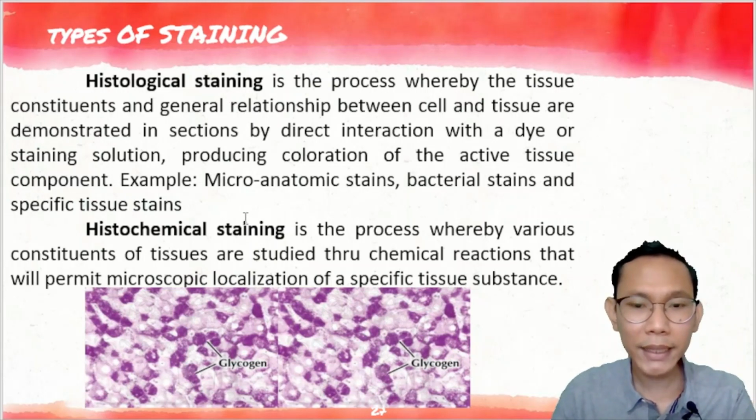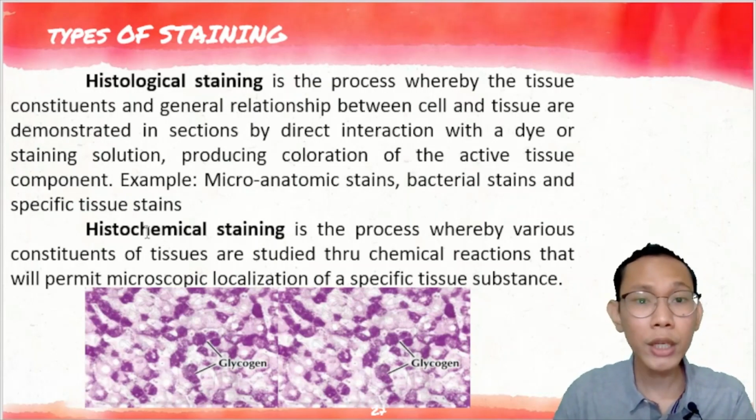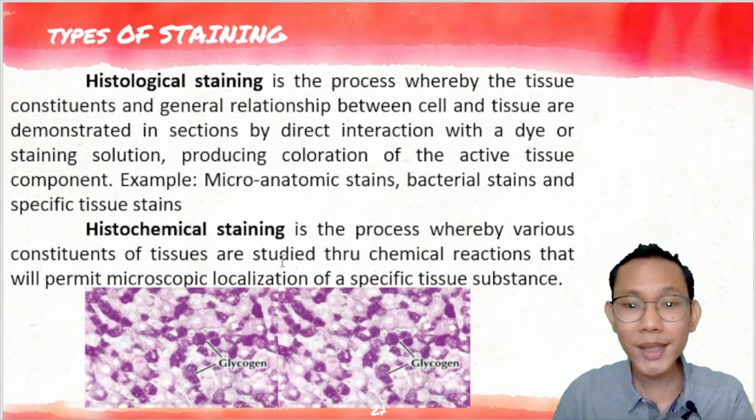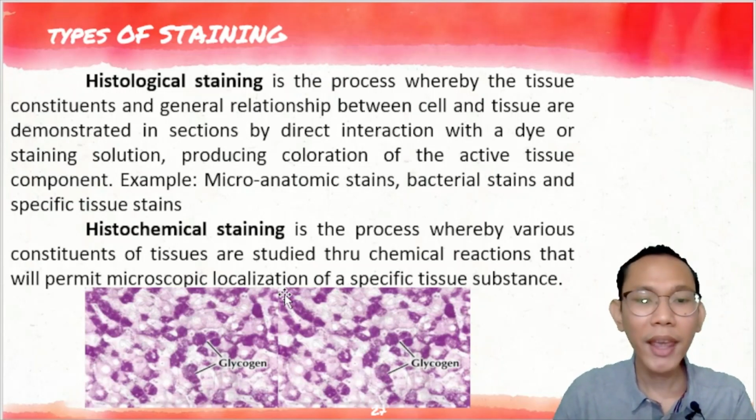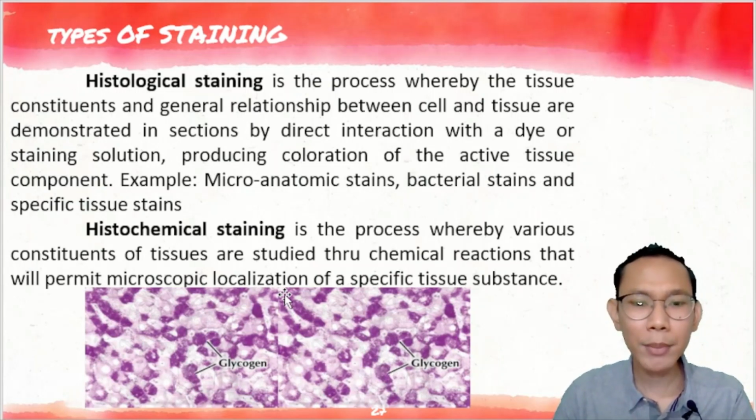Pag histochemical staining naman, from the name itself, histo, still you are talking about your tissue sample. Chemical, you are talking about a chemical reaction because this is a process whereby your various constituent of tissues are studied through chemical reaction. So there must be a chemical reaction to occur that will permit a microscopic localization of a specific tissue substance. So for example, meron tayong tinatawag na enzyme histochemistry. So sa enzyme histochemistry, yung active reagent natin, so yung stain na ginagamit natin, will serve as actually the substrate in which your enzyme will react, and the final coloration produced is from the substrate rather than the tissue itself. So there must be a chemical reaction.